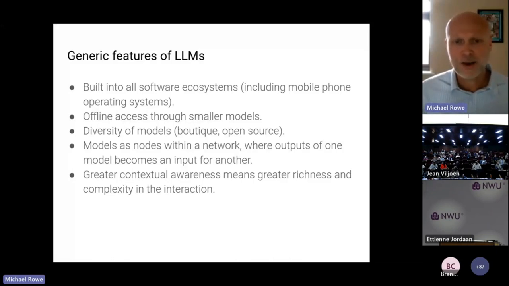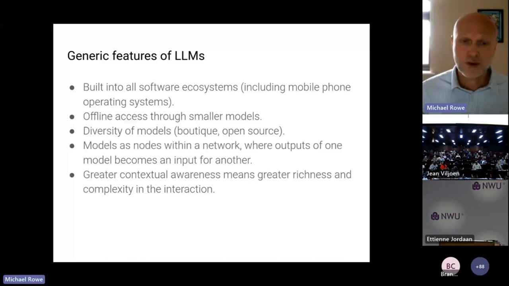We're already seeing the emergence of offline access through smaller models that sit on very low power devices like smartphones. So you're going to be carrying around some version of these in your pocket all day, every day. We're seeing an explosion of diversity of models, from boutique models to open source models. So ChatGPT and the GPT language model that underlies ChatGPT are definitely not going to be the only players in this game. And so institutions that are building their responses to large language models around ChatGPT, which is a single product from a single company, are going to very quickly find it difficult to adapt and respond to the massive diversity of models that we're seeing proliferating.